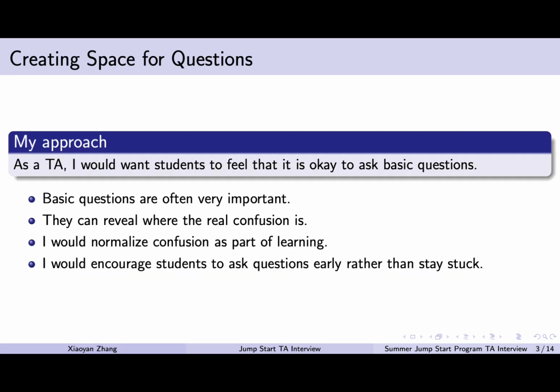So as a teaching assistant, I would want students to feel that it is totally okay to ask basic questions. Often, basic questions are actually very important because they reveal where the real confusion is. In my teaching example, I try to demonstrate the kind of approach I would use. I would not just present the final answer. I would help students break the problems into steps, understand why each step is valid, and learn a process they can use again in future problems. So for me, connecting with students would mean being approachable, patient, and also consistent.